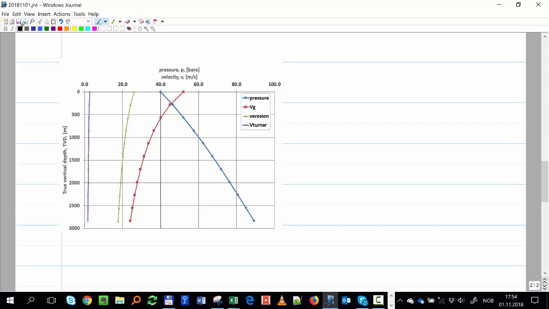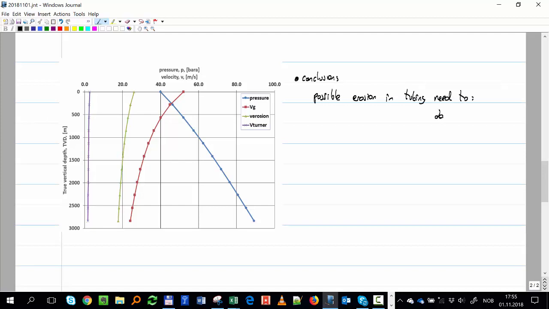Now, should we try something? Let's see now if we reduce the rate. Let's say now for some reason I reduce the rate. How will that affect this line? Okay, so let's see. Here we're going to say conclusions are possible erosion in the tubing.